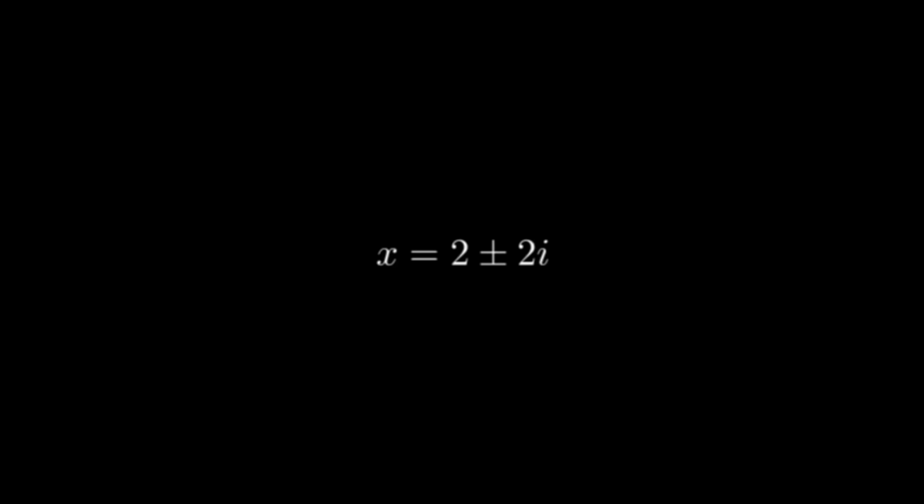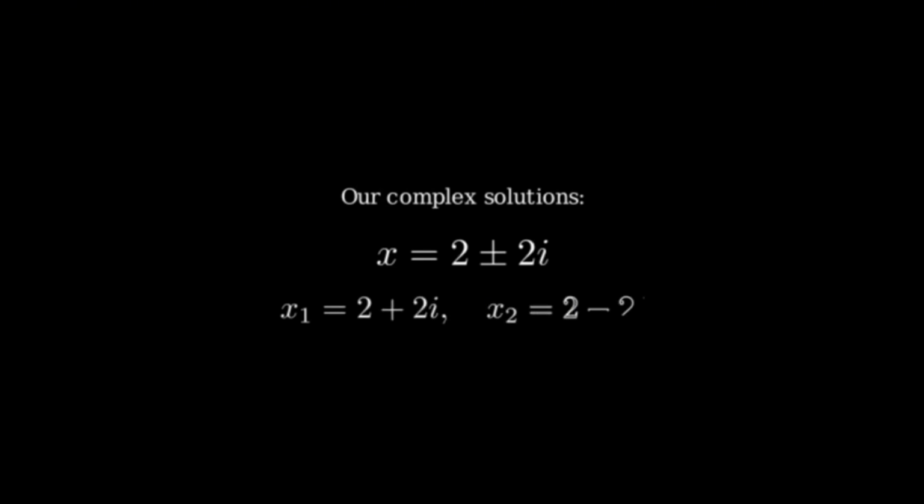This compact form represents two different complex number solutions to our original quadratic equation. Let's explicitly write out both solutions that come from the plus-minus symbol. Remember, this notation is a shorthand for two separate solutions. Our first solution, x sub 1, is 2 plus 2i. That's the case where we use the plus sign. Our second solution, x sub 2, is 2 minus 2i. That's when we use the minus sign.